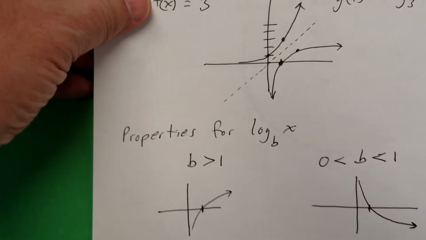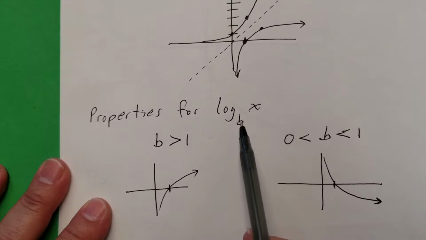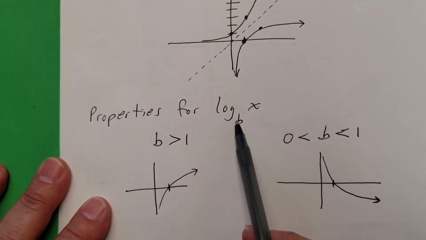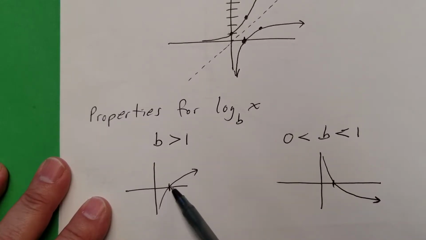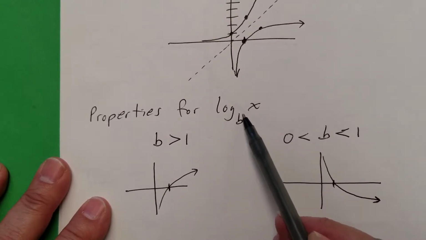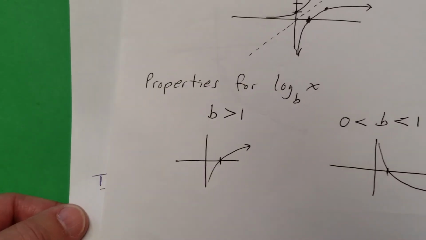Okay, so some properties. If this base is bigger than 1, which is all we're seeing so far, then it's going to go through 1, but it's going to do this. But if this number is less than 1, like half or 0.5 or 0.2 or 0.1 or 0.7, then it's going to flip over like this. It's still going to go through 1 here, but it's going to flip over like this. Okay? Those are the properties of the graph.